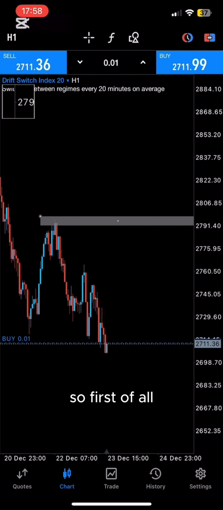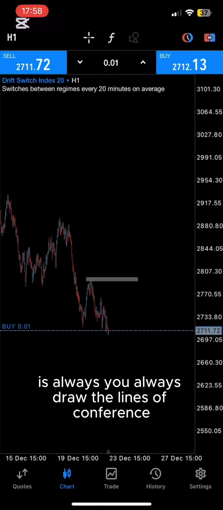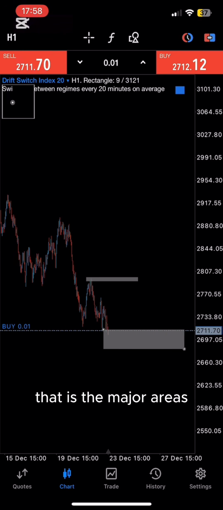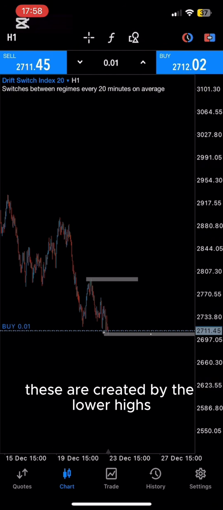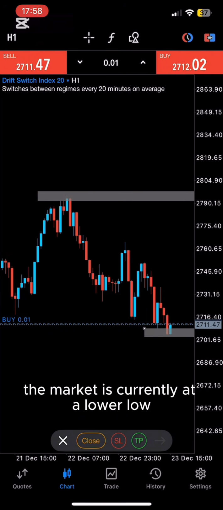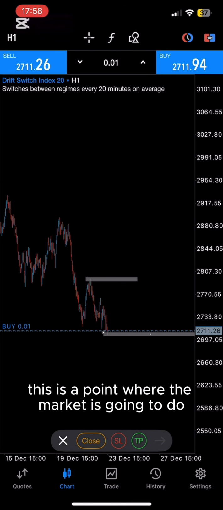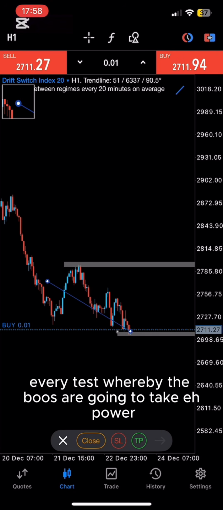First of all, as always, you draw the lines of confluence, that is the major areas, the support and the resistance. These are created by the lower highs and the higher lows. At this point, the market is currently at a lower low. This is the point where the market is going to do a little bit of a retest, whereby the bulls are going to take power.